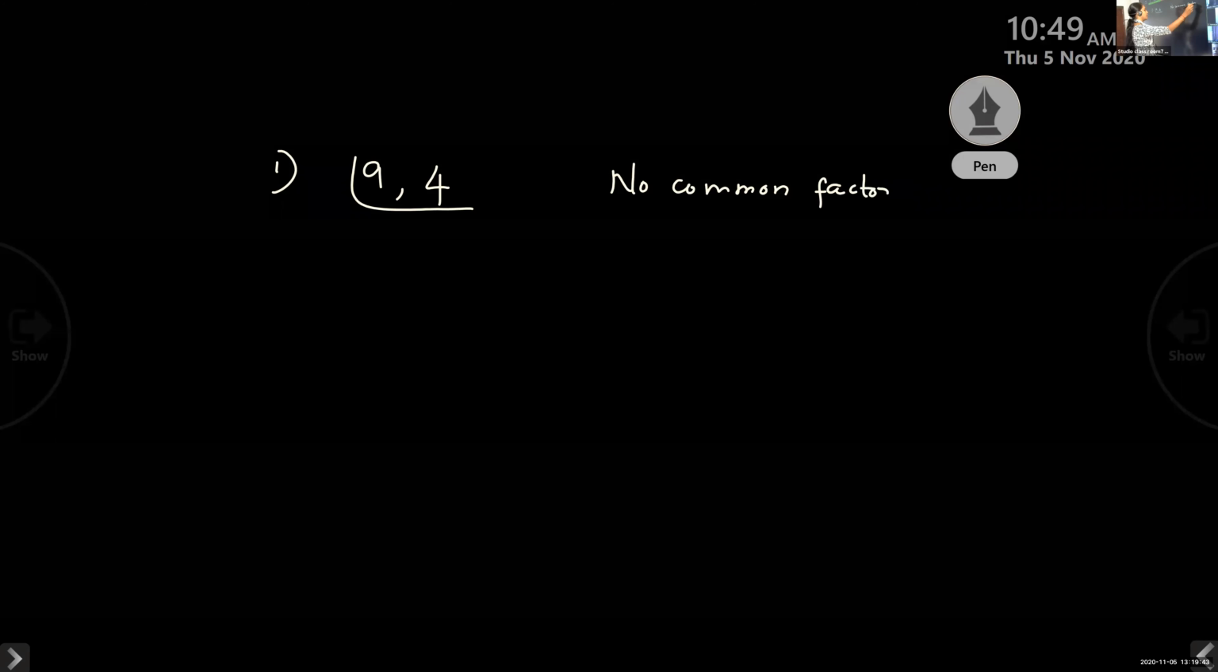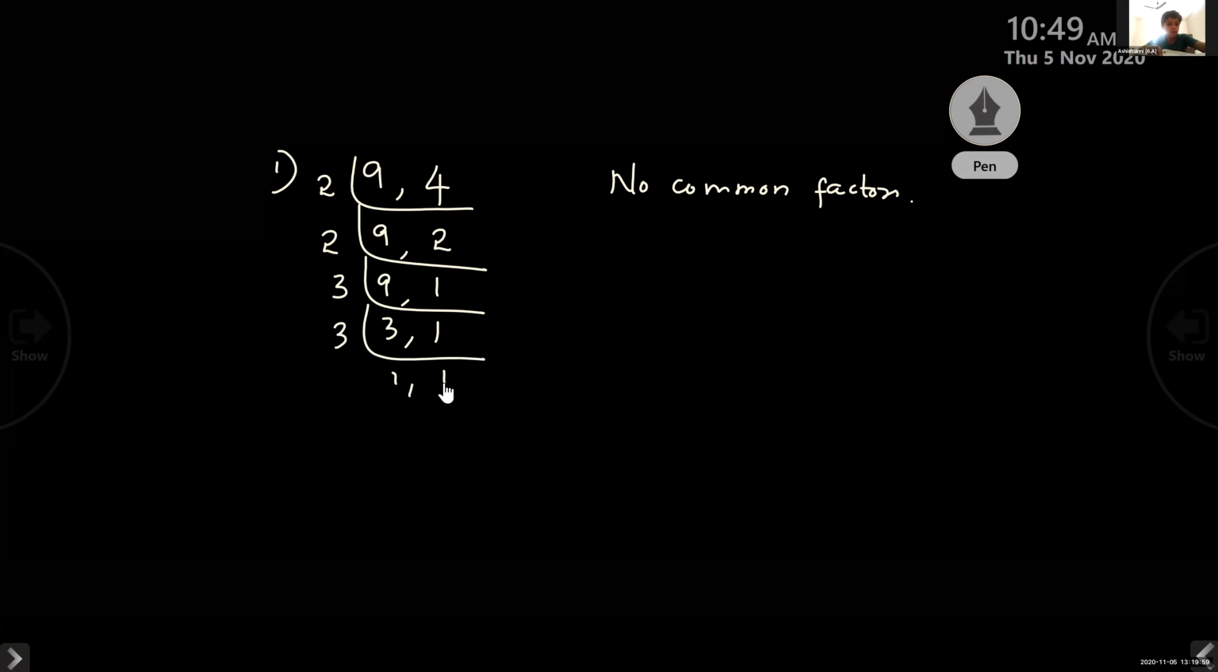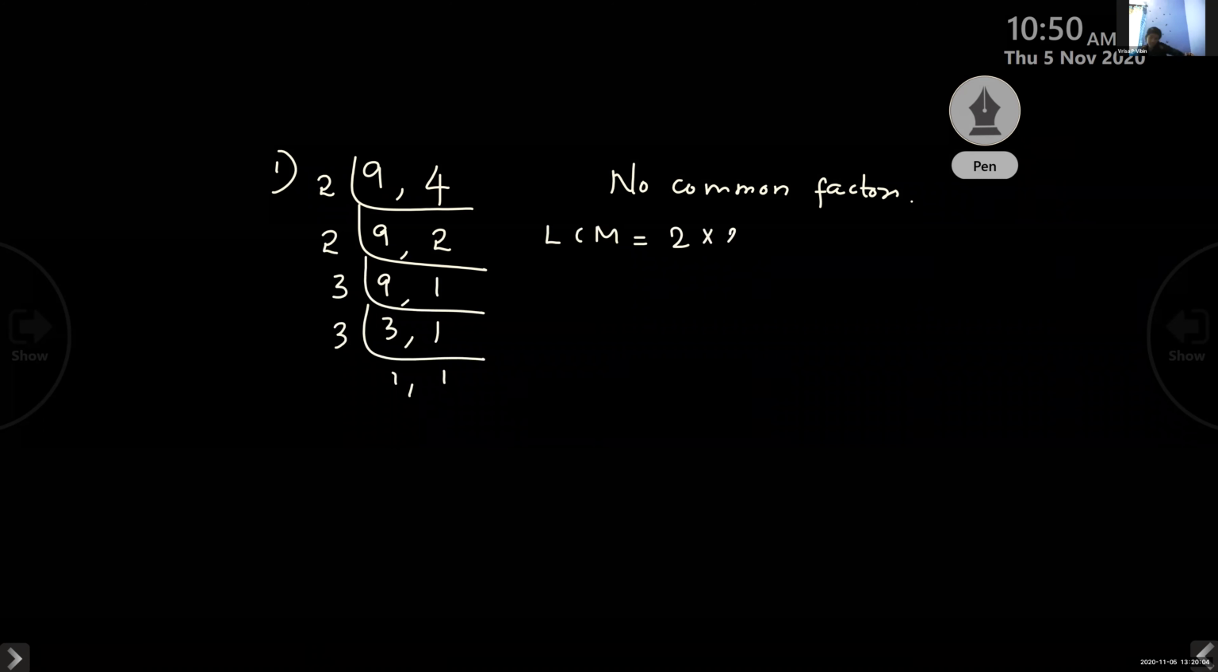Okay. So when you divide by 2, you will get 9 and 2. Again, you divide by 2, you will get 9 and 1. Then with 3, 3, 1. Then again 3, and then 1. Okay. So the LCM is 36. 2 into 2 into 3 into 3 is 36. And see, children, I'll write one thing.